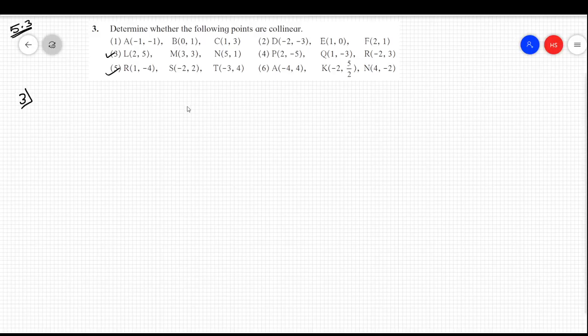So let us try to find the slopes of some line segment here. Let me first try to find out, say, slope of LM. How do I find the slope of LM? So what will be the formula again? y2 minus y1 upon x2 minus x1. So of course I take this as x1 y1. So let me just write it here. L is 2 comma 5, and we have M, say 3 comma 3.